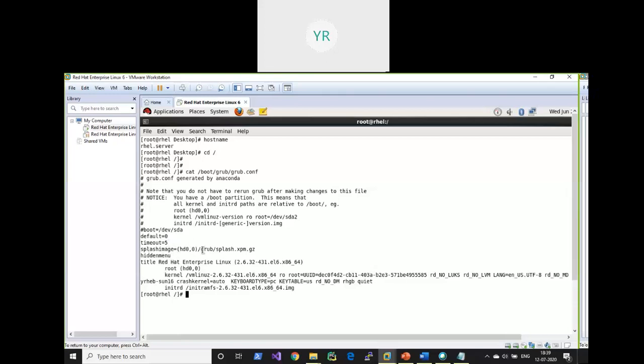Next, splash image. The splash image is what you see at the time of GRUB loading. So these are all the settings of your kernel. The kernel vmlinuz is mounted as read only. The kernel is read only; you cannot write, because if you write something into the kernel, the whole system will be spoiled. Then root, where the root is. Everything like this.